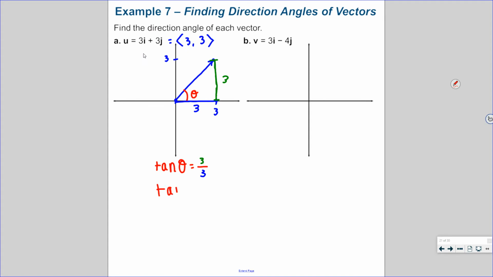Which is the same thing as 1. So guys, what would that angle be? 45. 45 degrees. Oh, another thing, a lot of the times our direction angles are measured in degrees, so we're going to write this as 45 degrees. If you had not been told that, because it's a special triangle, it's a 45, 45, 90 triangle, you could have done it that way too.